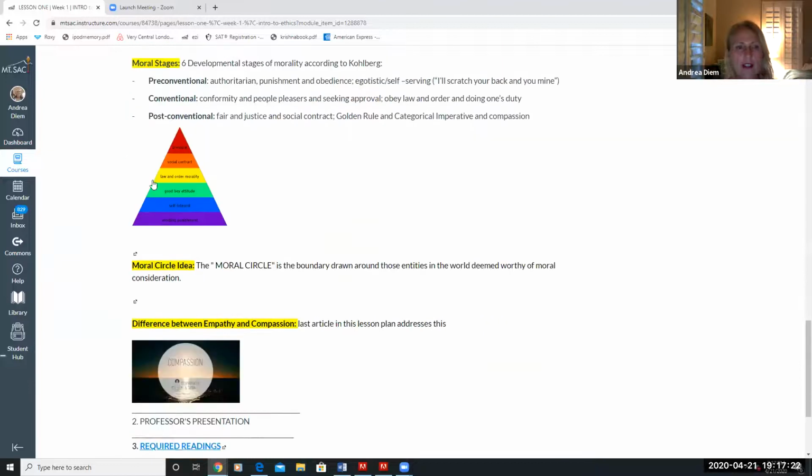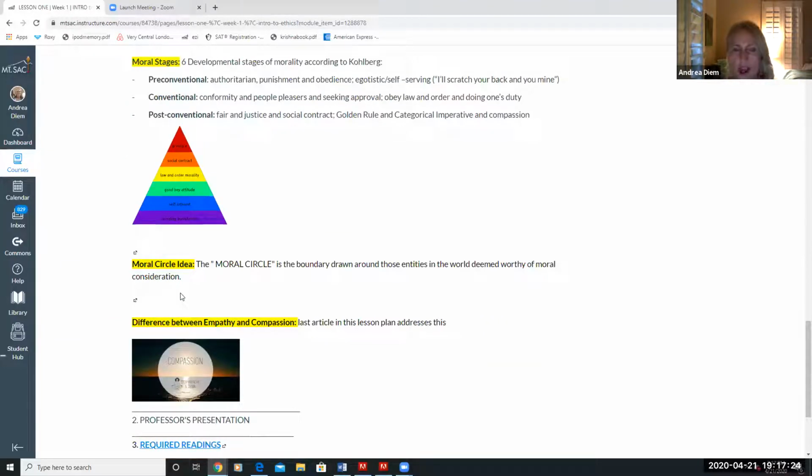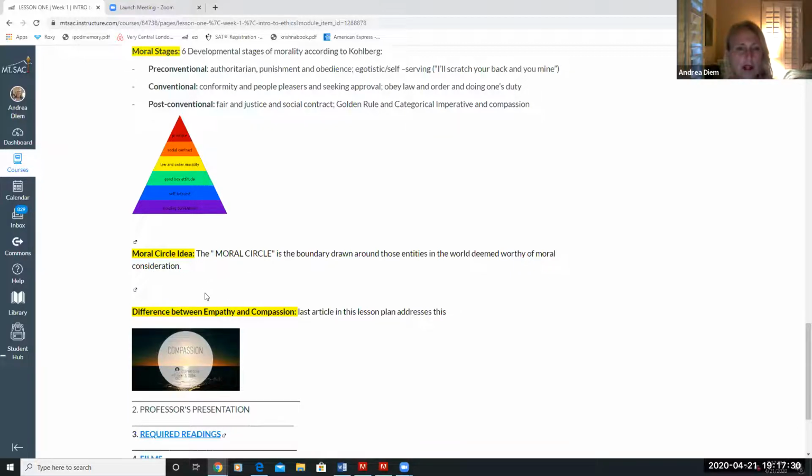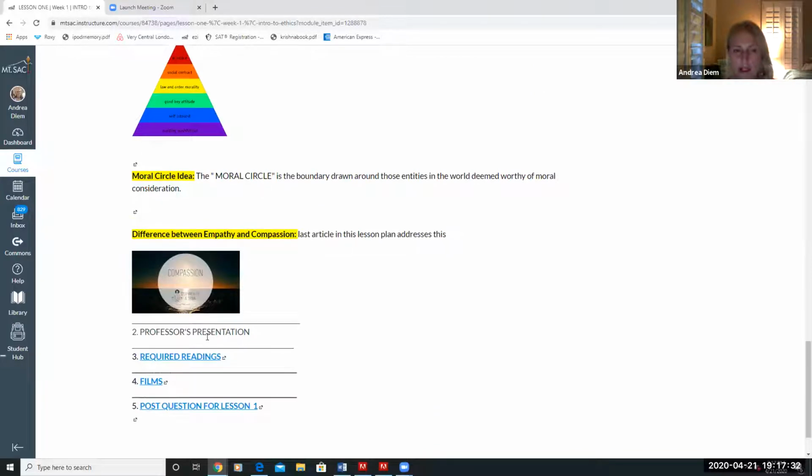Then it's going to scroll down, and I don't have a ton of notes for you. The reason is I don't want it to be overwhelming. I want just the highlights, and that's why I highlighted in yellow the key highlights we're going to be talking about. The professor's presentation, what I'm doing right now, will go there.